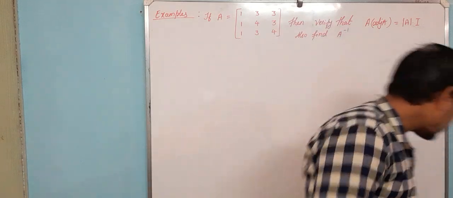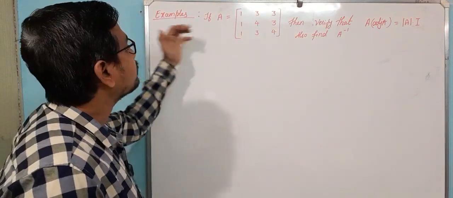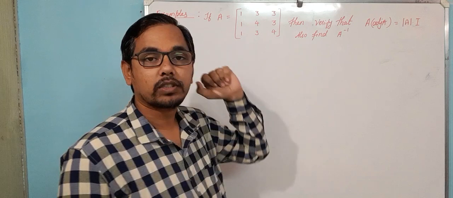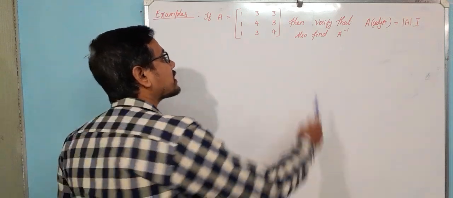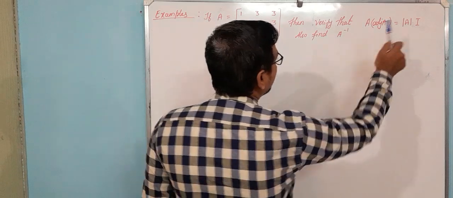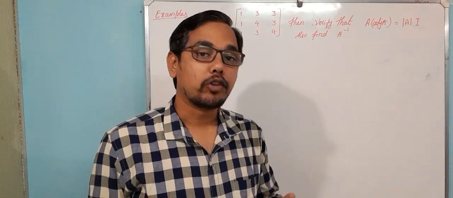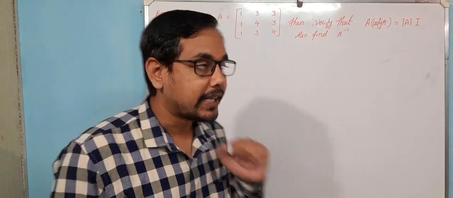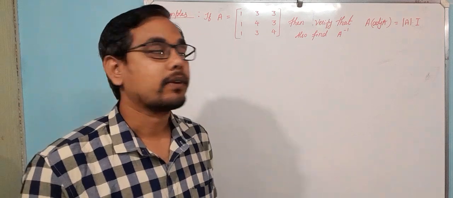Okay, so friends, here you can see an example. A is a 3 cross 3 matrix. They have asked us to verify that A into adjoint A is equal to determinant A into I. A into adjoint A should be proved as determinant A into I. And the next thing is we should also find A inverse.